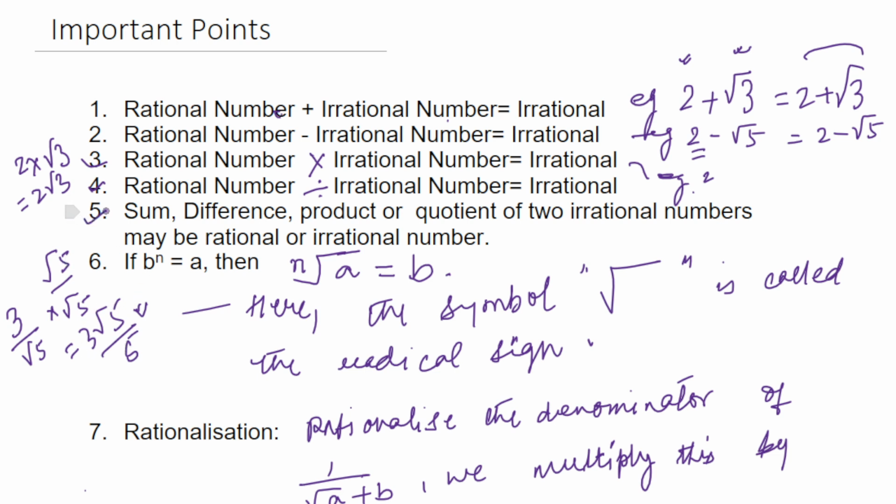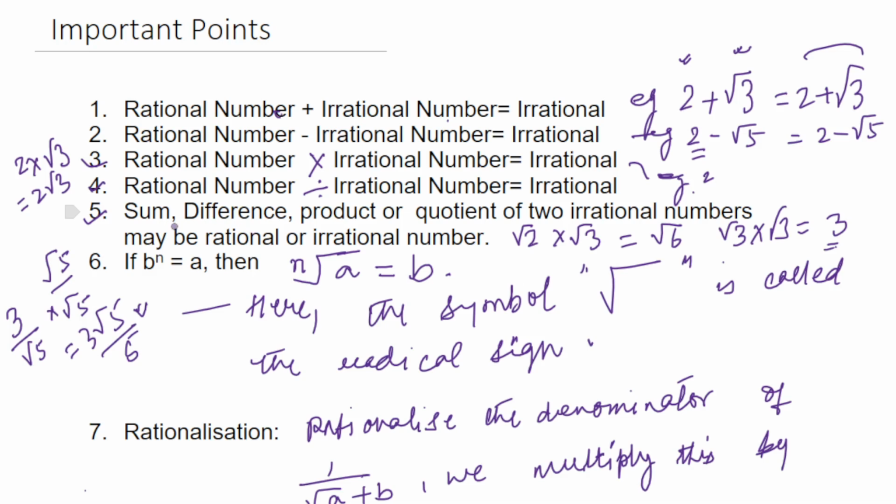Alright, 5. What about 5? The sum, difference, product or quotient of two irrational numbers may be a rational or an irrational number. Let's take an irrational number and one more irrational number. Let's multiply, I'll get root 6. So it is an irrational number. Sometimes, if I take root 3, an irrational number, and again root 3, if I multiply, I'll get 3, which is a rational number. So sometimes irrational, sometimes rational.